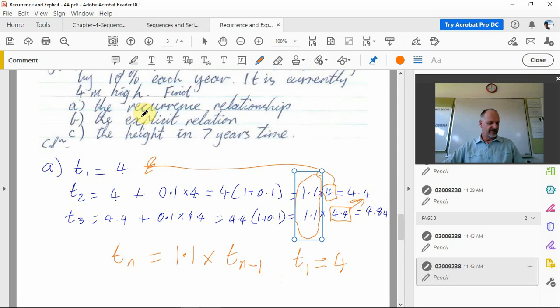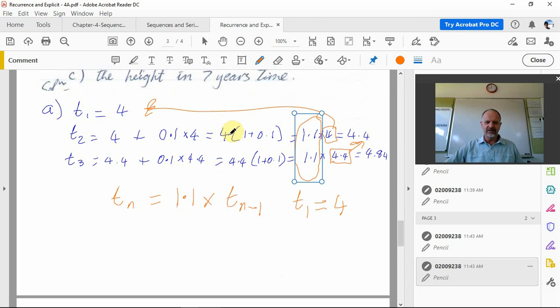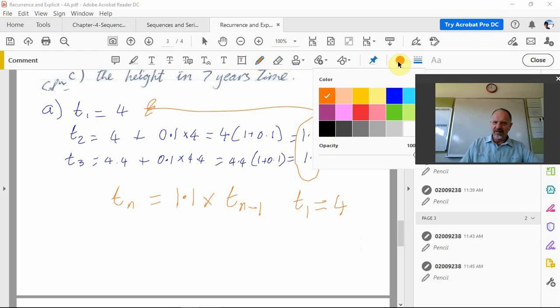Now, the next one we're after is our explicit relation. All right, so I'm just going to develop that. I'm just going to change the colour of my pen. Let's go red. All right, so that's for part B.